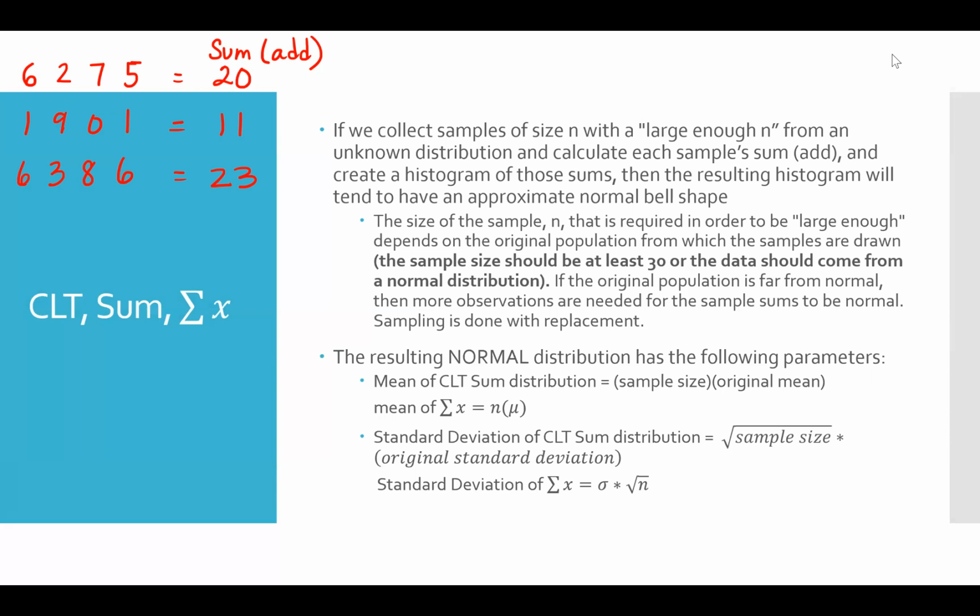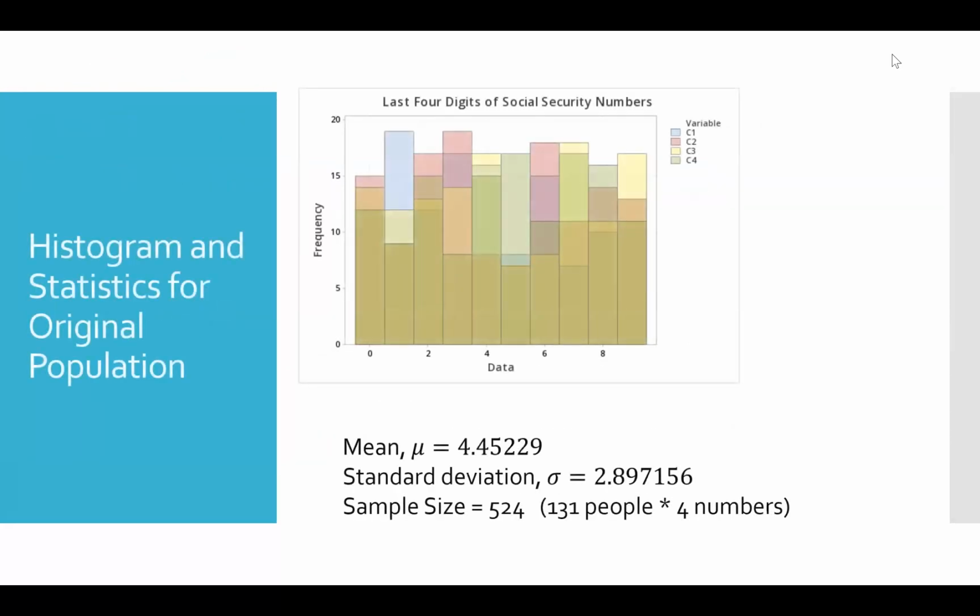Again, I'll walk through the example of our last four digits. Remember, we talked about this earlier, but if we look at each individual digit, I had 131 people with four digits. So we had 524 digits. We have a uniform distribution. This is the same example we had earlier.